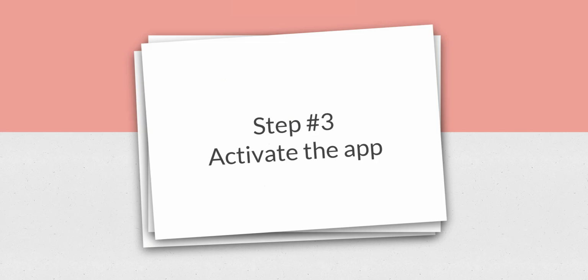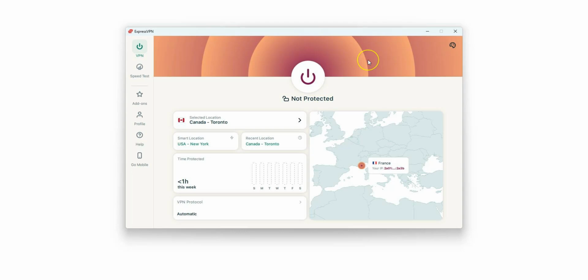Step number 3, activate the app. Once the app is installed, ExpressVPN will ask you to activate it using your activation code to confirm that you have a valid subscription. Once you're logged in, you will have full access to ExpressVPN. That's it. You now know how to install ExpressVPN and you can start using the app.